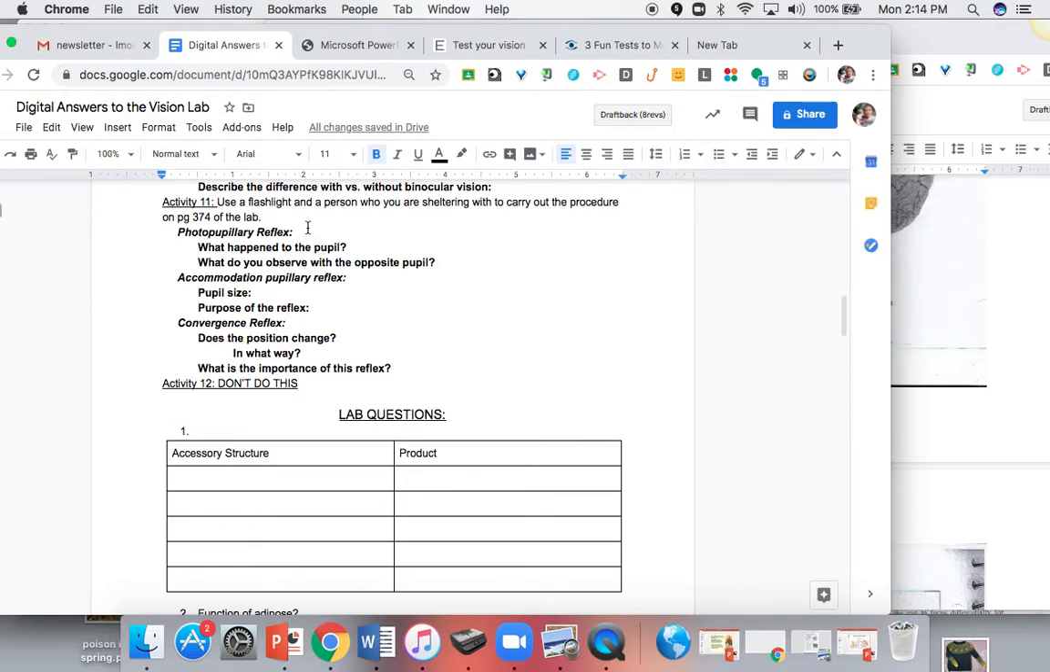Follow the directions. Don't shine the light in their eyes too long. It can damage your retina, so don't do that.